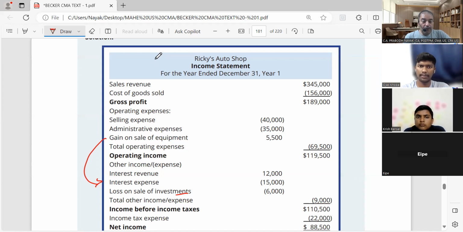Yes, but sir, gain on sale of equipment, is it my main business to sell the equipment? No. So if it is not a part of my main business to sell equipments, then it is not an operating. Yes, sir.